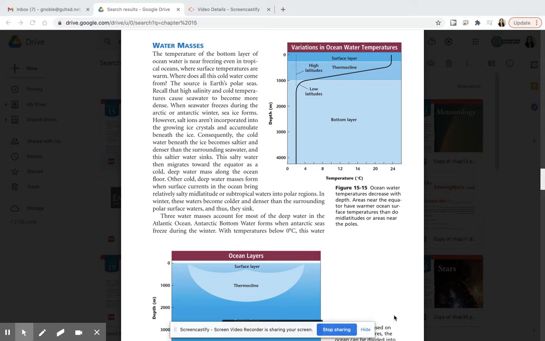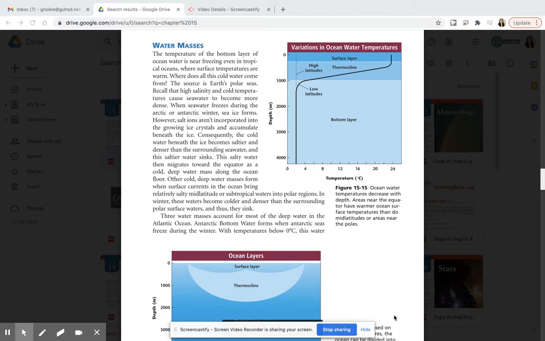Water masses. The temperature of the bottom layer of water is near freezing, even in tropical oceans, where surface temperatures are warm. Where does all this cold water come from? The source is Earth's polar seas. Recall that high salinity and cold temperature cause seawater to become more dense.